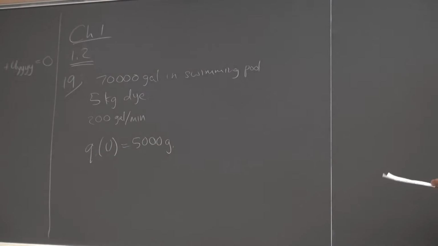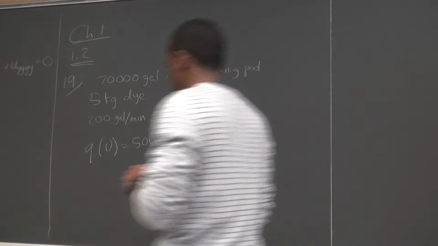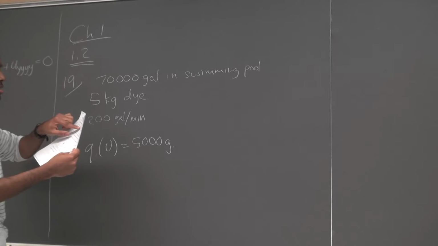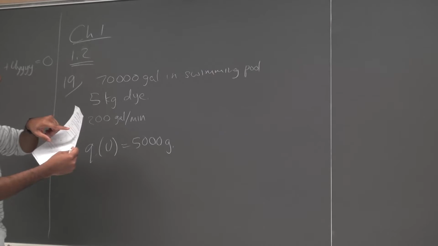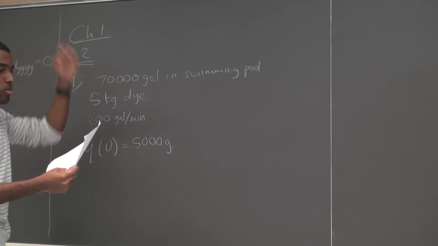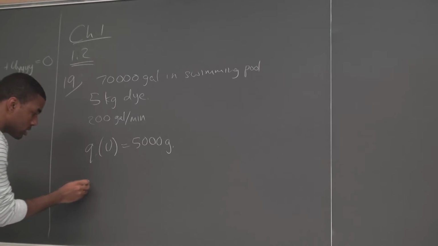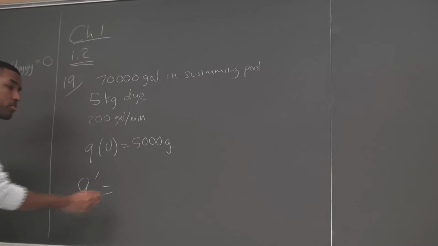How do we find it? Take water from the pool, remove the dye, return the water to the pool at a flow rate of this. How do you think it will work? What exactly is the question? You have a pool that contains 70,000 gallons of water. You have 5 kilograms of dye in it. And there's a filtering system that is taking water out of the pool and putting fresh water in. Now we want to know how to set up a differential equation to model that behavior.